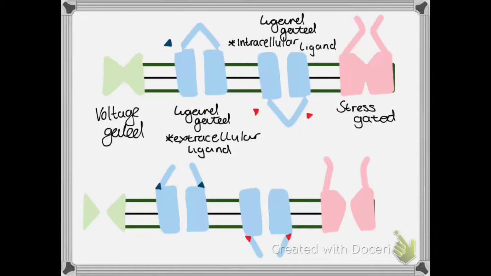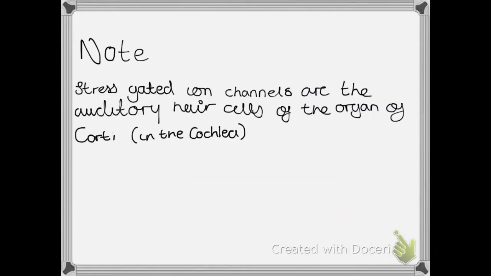Those which do require receptors, however, have 2 types of conformations. There's open, which means it's active, so things can move through it, and then there's closed, which is inactive, so things can't move through it. This is just a little note about the stress-gated ion channels. I didn't actually know this, but they're actually the auditory hair cells of the organ of Corti in the cochlea. So just a random fact there.